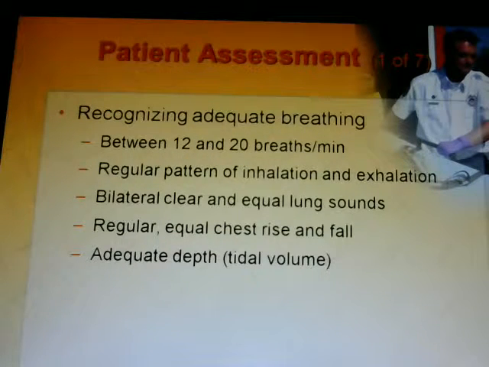Recognize your ability to breathe. Recognizing adequate breathing: the normal adult breathes between 12 and 20 breaths per minute, with a regular pattern of inhalation and exhalation. There are bilateral clear and equal breath sounds, which we'll talk about more later. You have regular, equal chest rise and fall, and adequate depth or tidal volume, the amount of air you're taking in and breathing out.